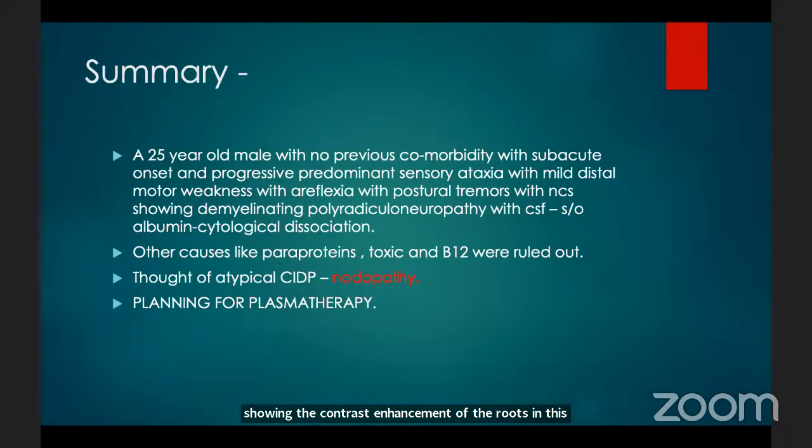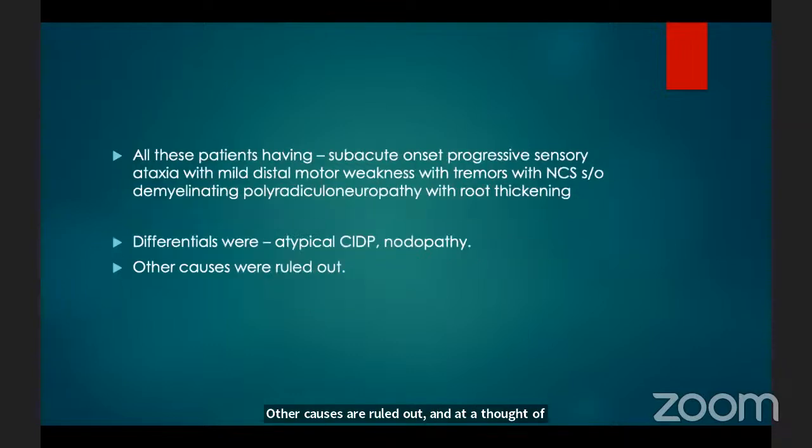So to summarize, this case is a 25-year-old male with subacute onset and progressive, predominantly sensory ataxia with mild distal motor weakness, with areflexia, with postural tremors, with NCS showing demyelinating polyradiculoneuropathy, with CSF suggestive of albuminocytological dissociation. Other causes are ruled out, and we thought of atypical CIDP, nodopathy, and are planning for plasma therapy.